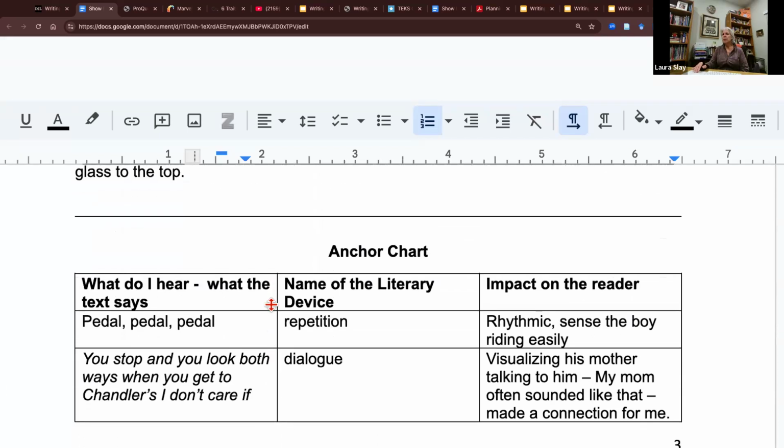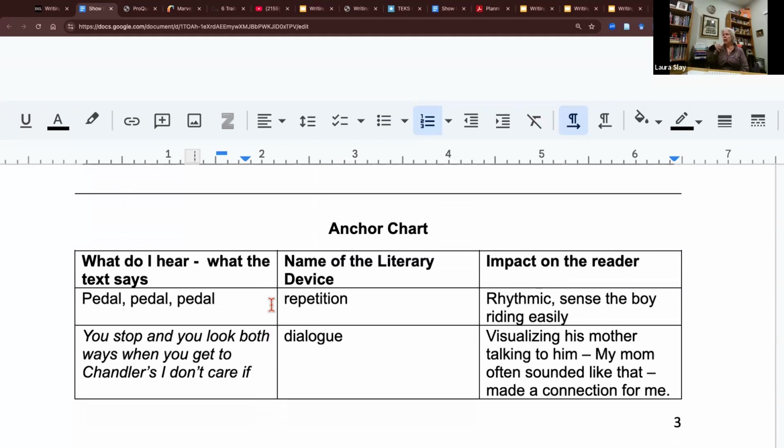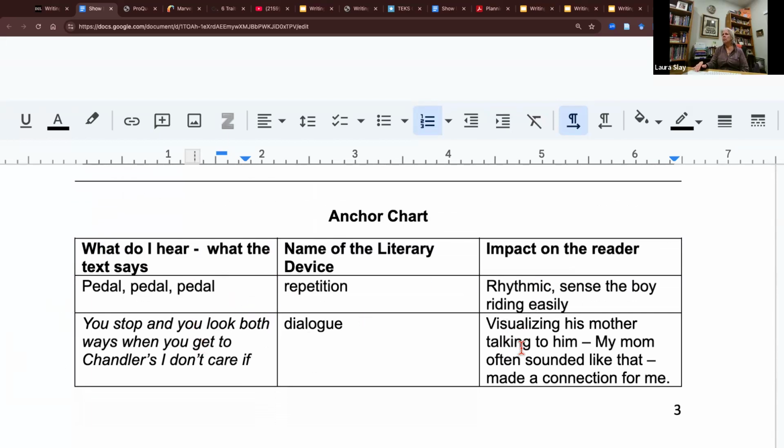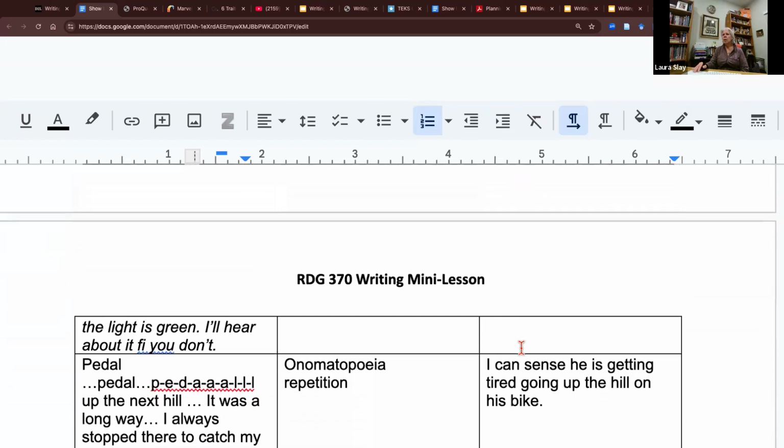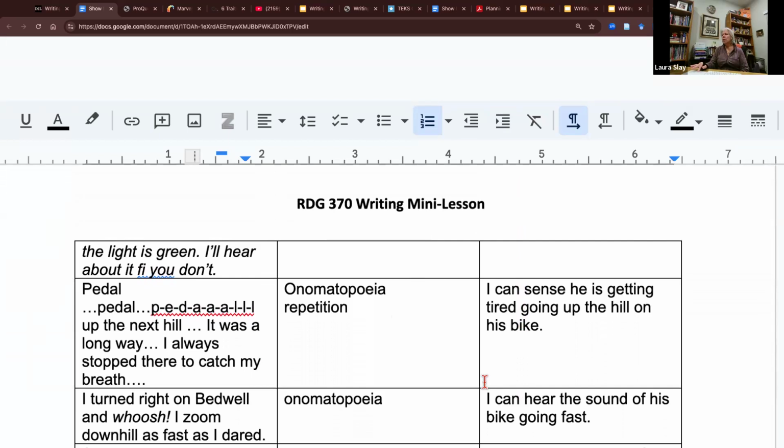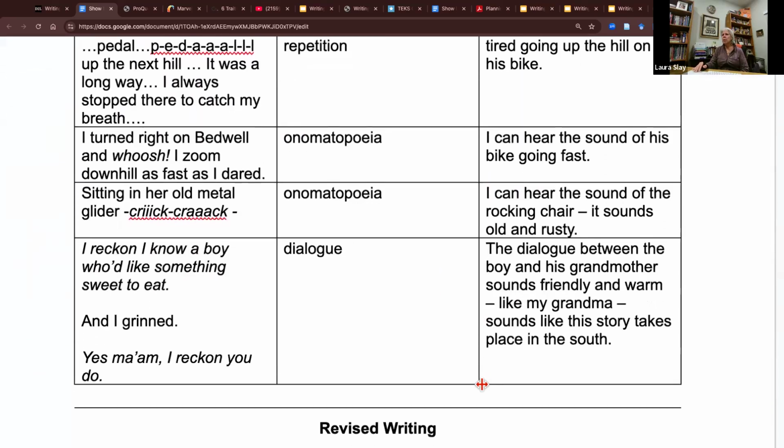So one of the things is that here's an example of an anchor chart. What do I hear? What does the text say? And here were some examples of the anchor chart that we developed from that particular book. So there was my first draft. Here's the anchor chart of all the different examples from that particular book.